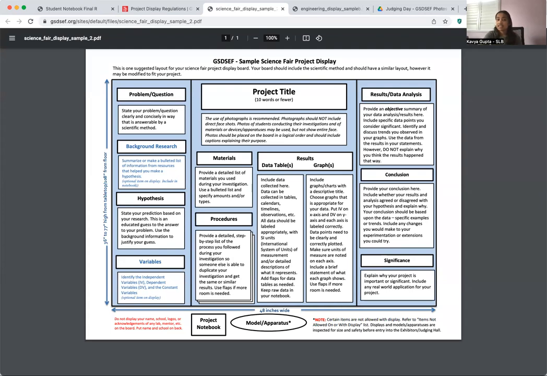Okay. In that case, we're going to be talking about some of the additional materials that you do need to bring in. One of them being the project notebook, and the other one being any additional models or prototypes that you might want to bring.